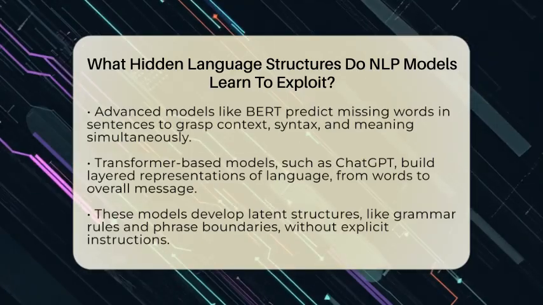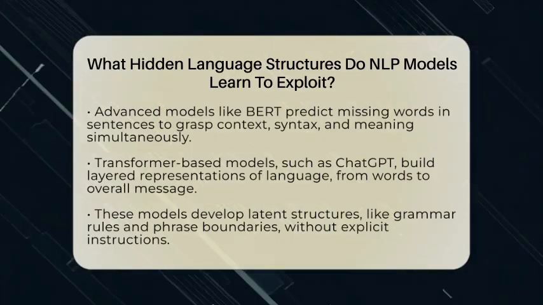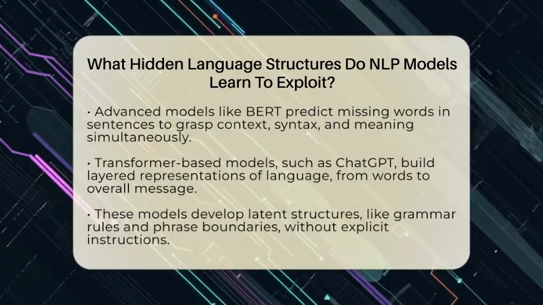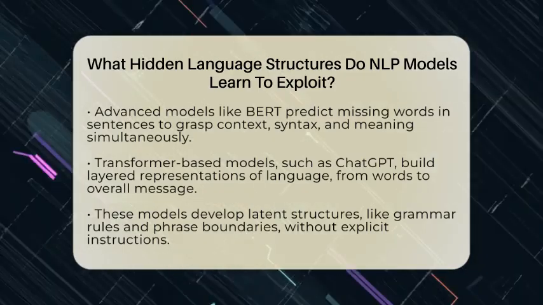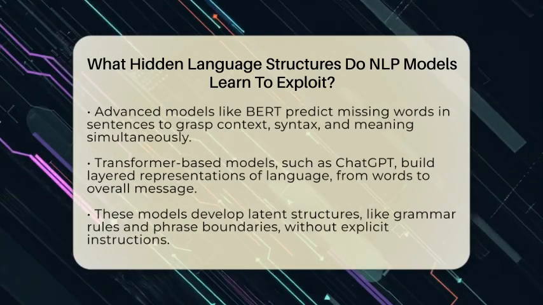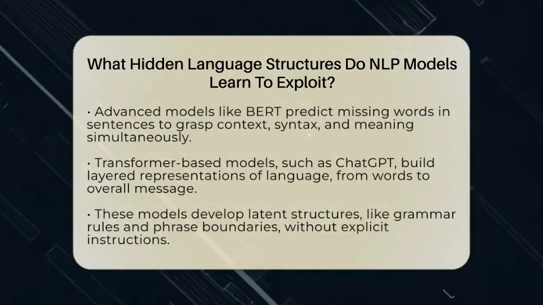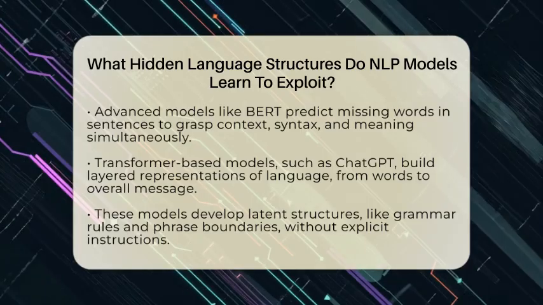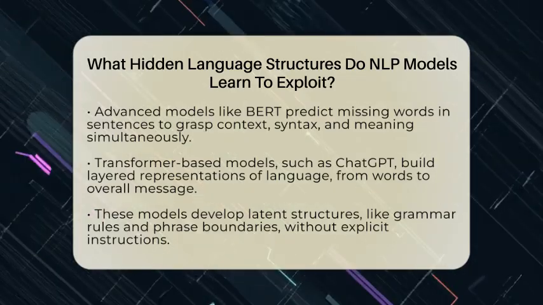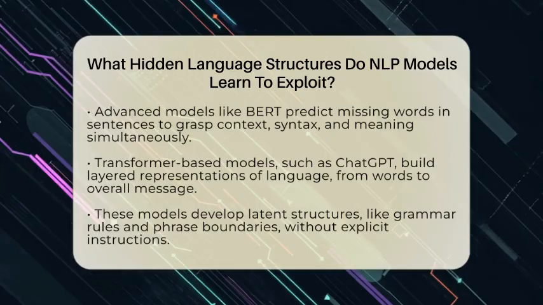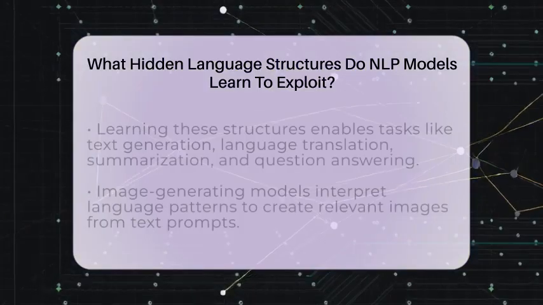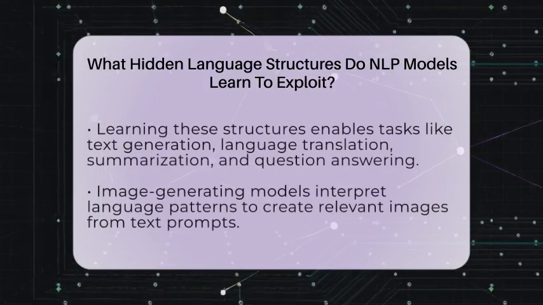Deep learning models like transformers, which power systems such as ChatGPT, learn layered representations of language. Think of it as building a hierarchy. The lower layers focus on individual words and their features. The middle layers understand how words connect through grammar and meaning. The top layers combine everything to understand the overall message of a sentence. This layered approach allows the model to see both the small details and the big picture.